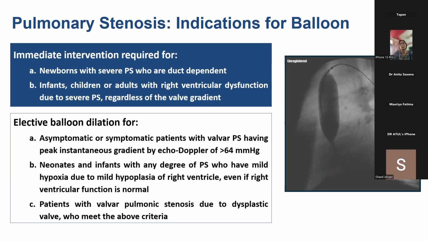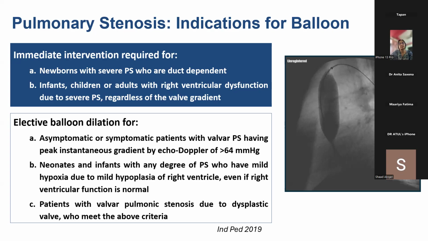However, a lot of people have started now doing balloon dilatation for even 40. But if you read the article that we wrote in Indian Pediatrics on timing of intervention, we have still mentioned 64. Remember, if you get a gradient of 64 on echo, your cath gradient is perhaps going to be much less than this, maybe 50, maybe 40. So generally, if the patient is asymptomatic and the right ventricular function is normal, you would like to wait a little longer rather than going at 40.